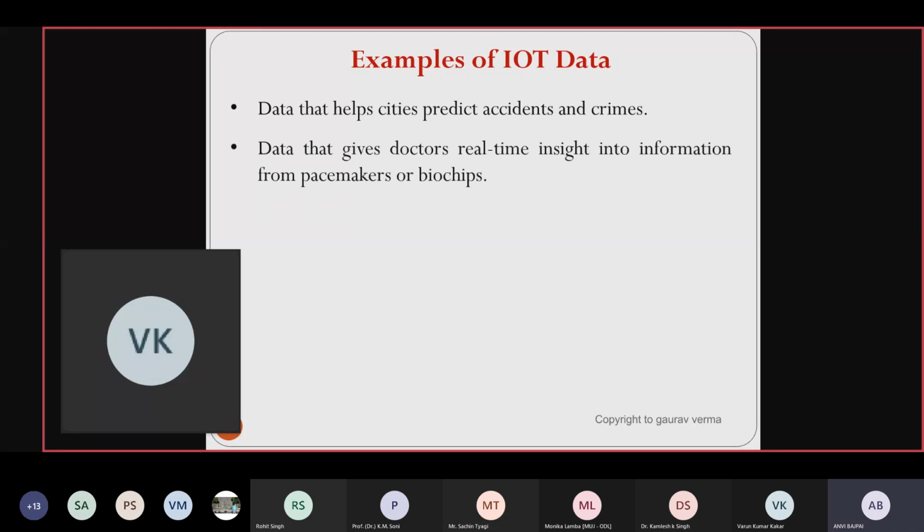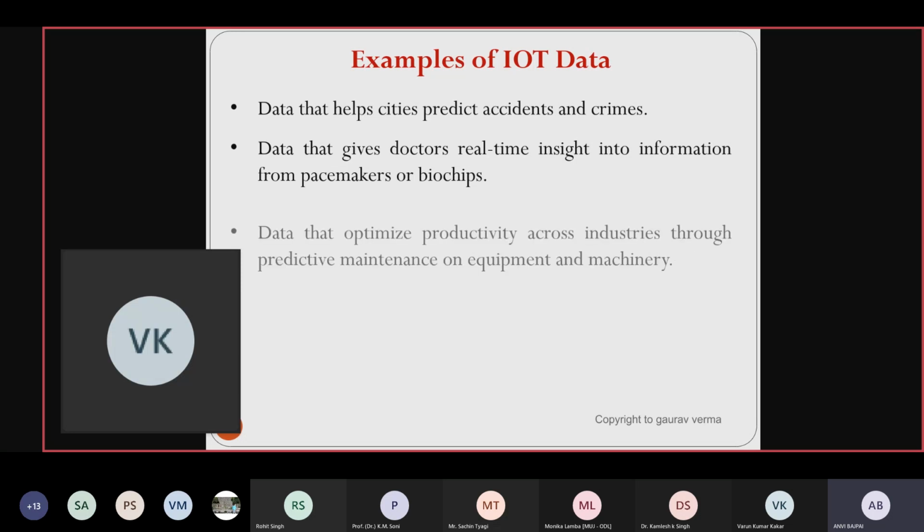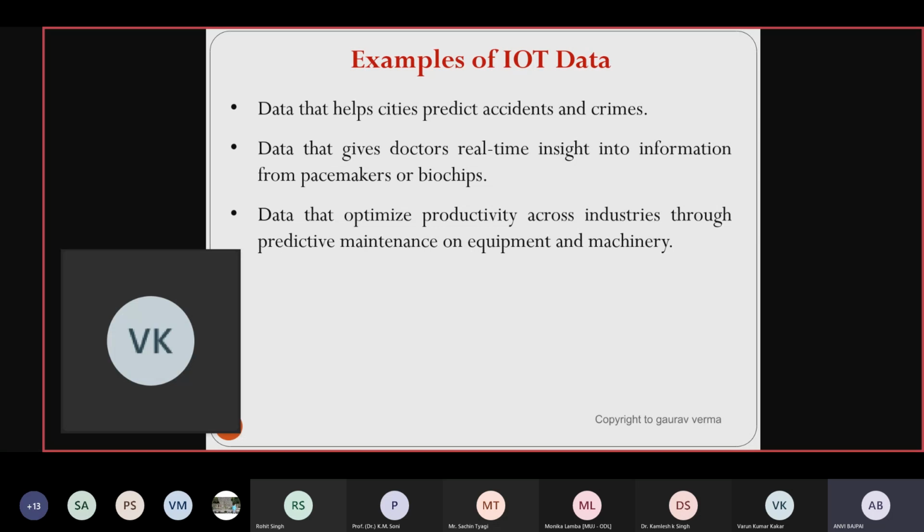Data that helps cities predict accidents and crimes. You can design a project for this purpose, which will predict accidents and crimes. Data that gives doctors real-time insight into information from pacemakers or biochips, in the healthcare domain. Data that optimizes productivity across industries through predictive maintenance on equipment and machinery. You can think of a project like this, like smart grids and supply chain management.